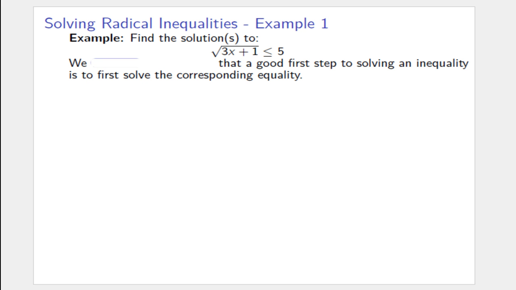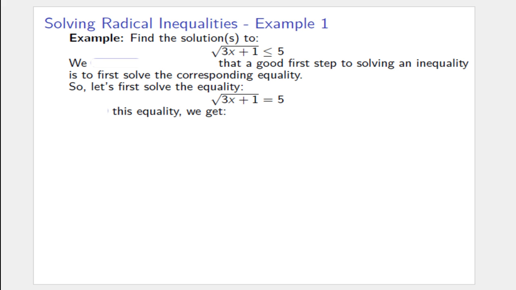We saw before that a good first step to solving an inequality is to first solve the corresponding equality. So let's first solve the equality square root of 3x plus 1 equals 5. If you'd like to see the steps of this done out, click the link to the left now. Solving this equality, we get that x equals 8.